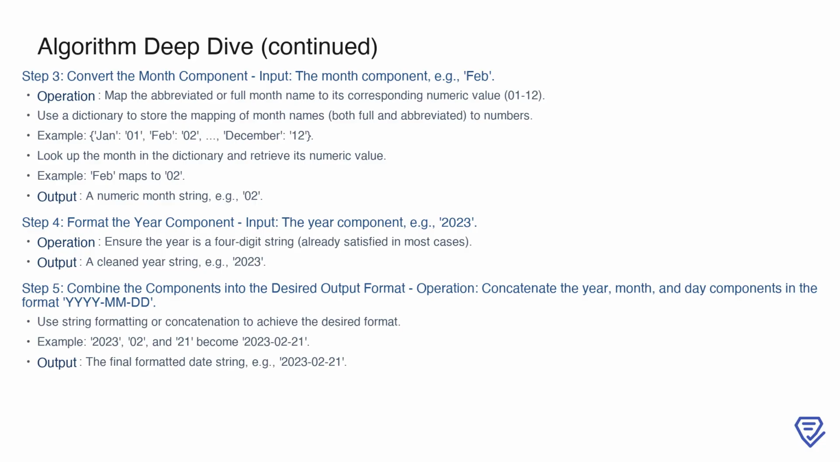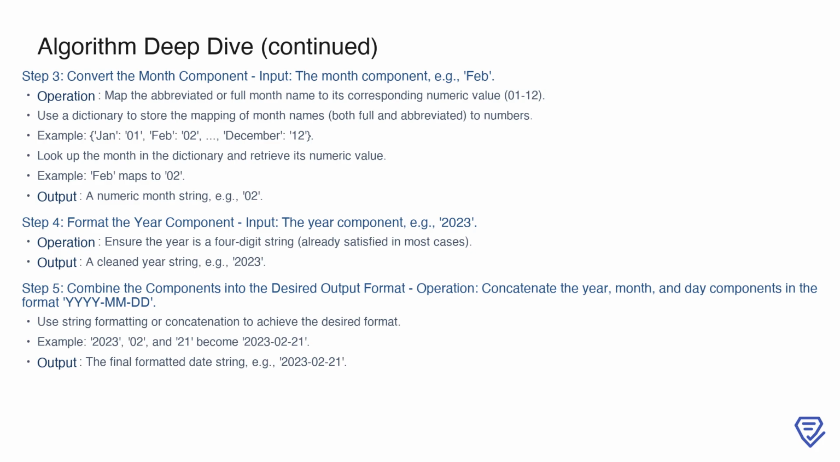Now that the day component is cleaned, we move to the month. The goal here is to convert the month name, such as February, into its corresponding numeric value, in this case, 02. To achieve this, we use a dictionary that maps both full and abbreviated month names to their respective numbers. For example, Jan maps to 01, February to 02, and so on, up to December, which maps to 12. By simply looking up the month in this dictionary, we can retrieve its numeric value efficiently.